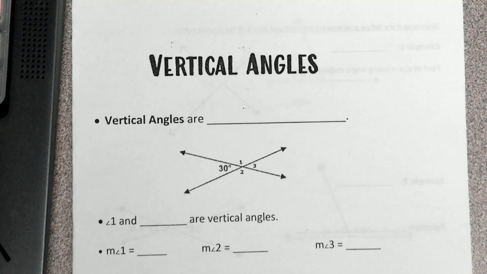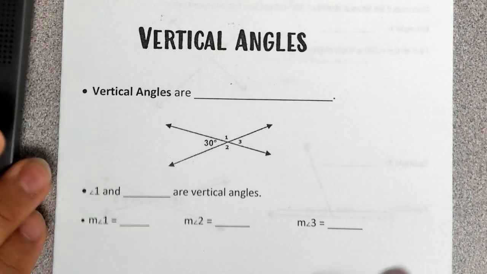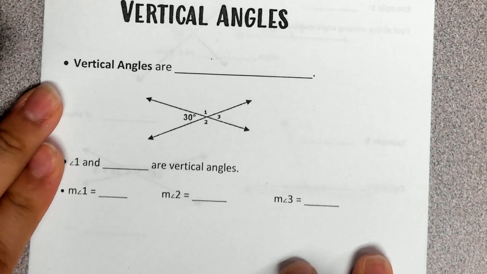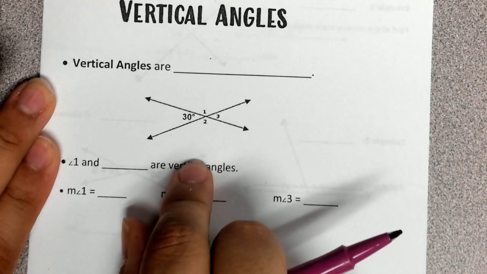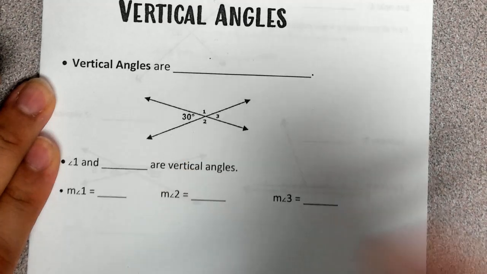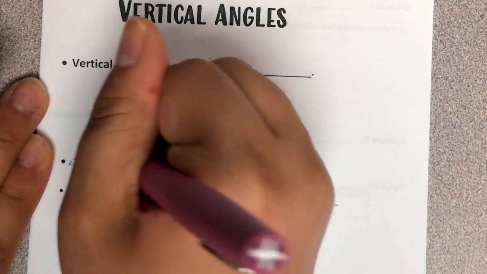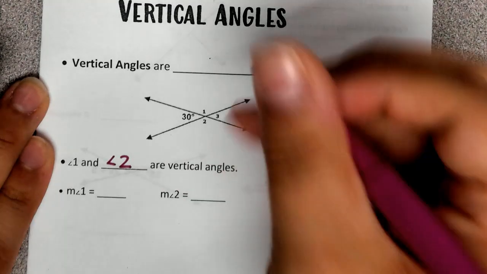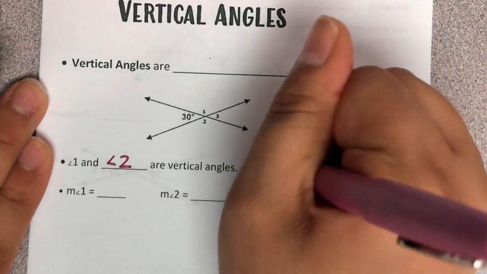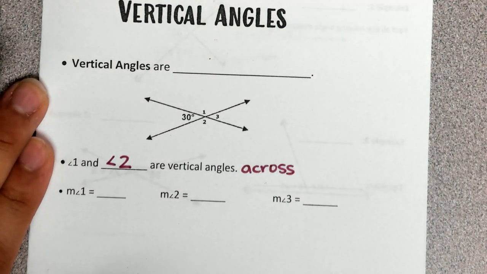Okay, vertical angles. What did we talk about? What are they? Angles that are... what does that mean though? What's vertical to angle 1? Angle 2. Why are angle 1 and angle 2 vertical angles? Because they are across from each other.